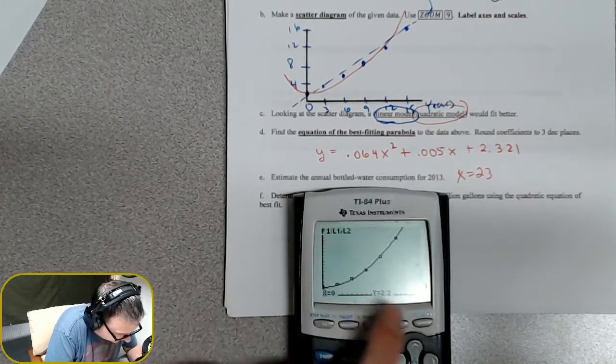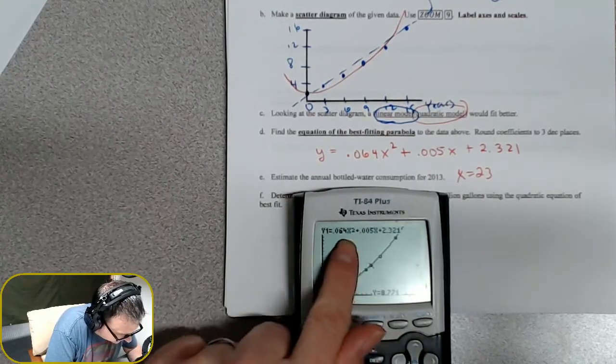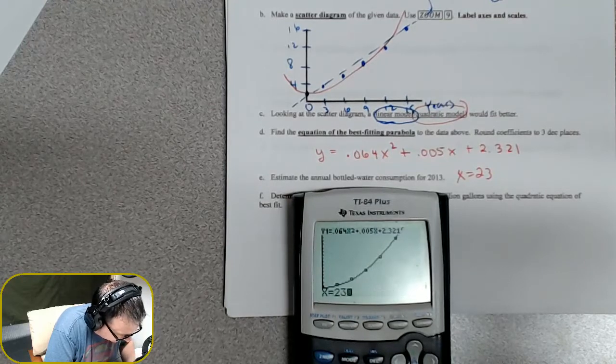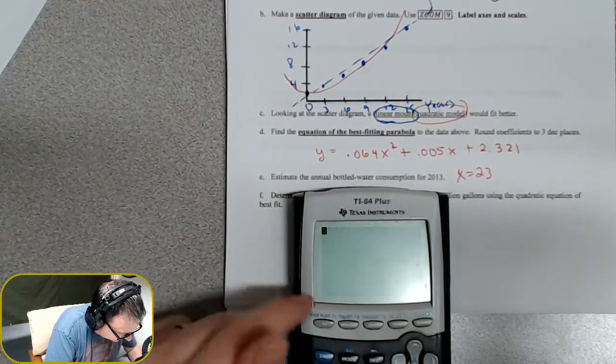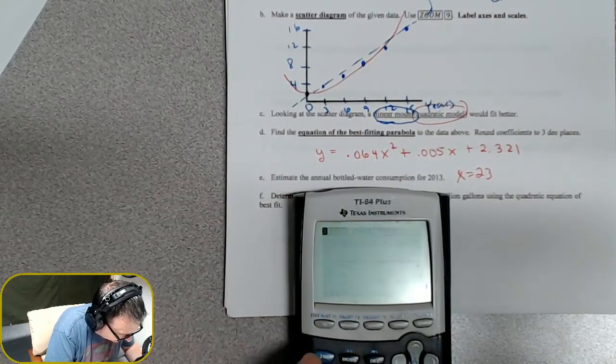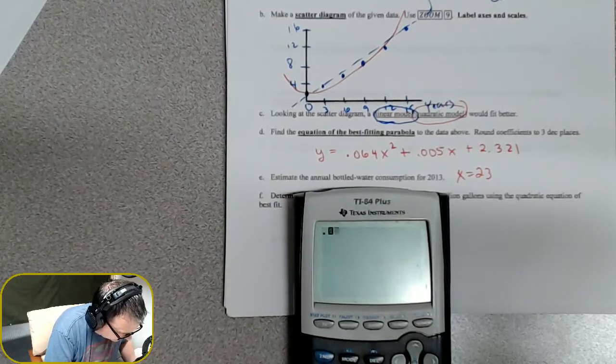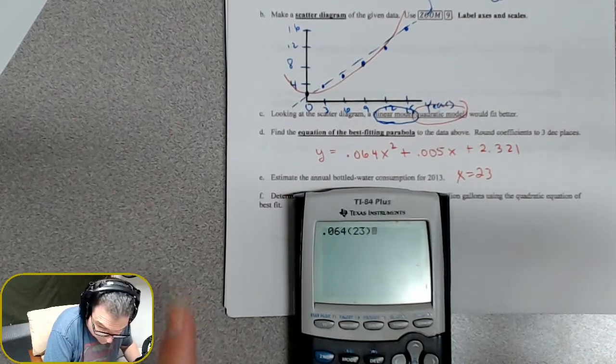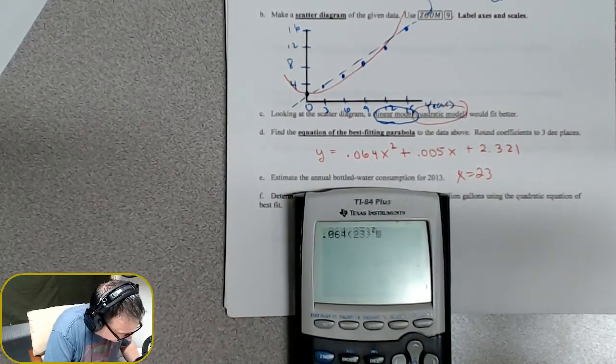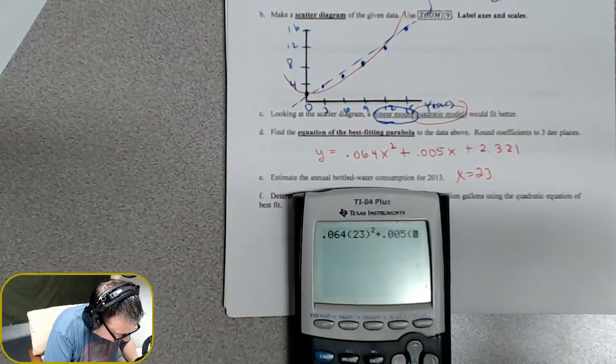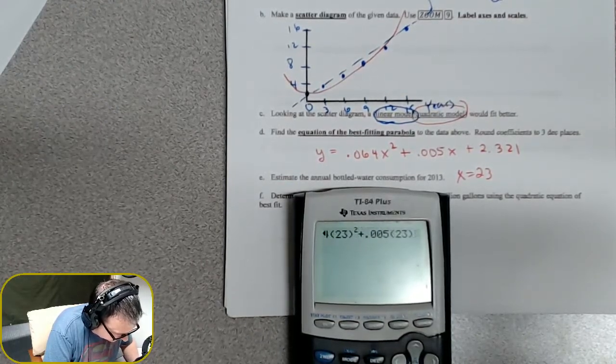If I want to use my calculator, I make sure it's on the function right there, and I just type in 23 years. Oh, an invalid. So let's just plug it in. 0.0, parentheses 23 close parentheses. Remember, when you plug stuff in, always use parentheses. Squared plus 0.002 parentheses 23 plus 2.